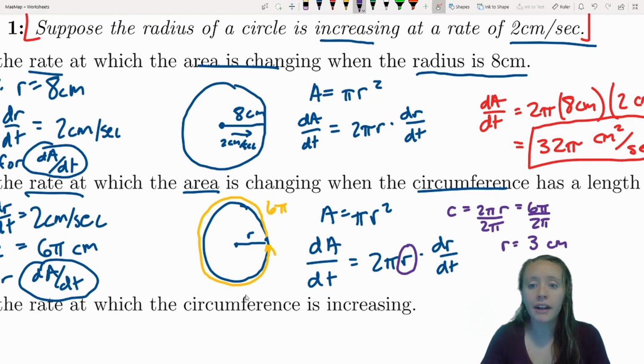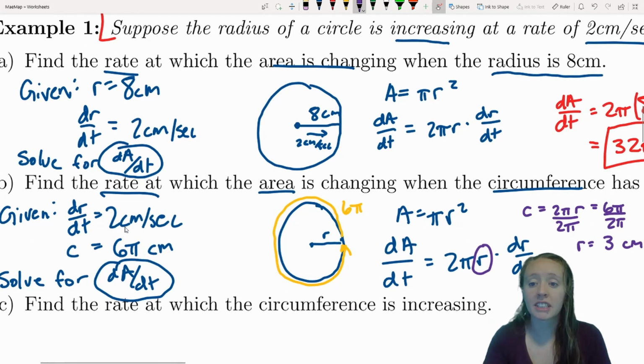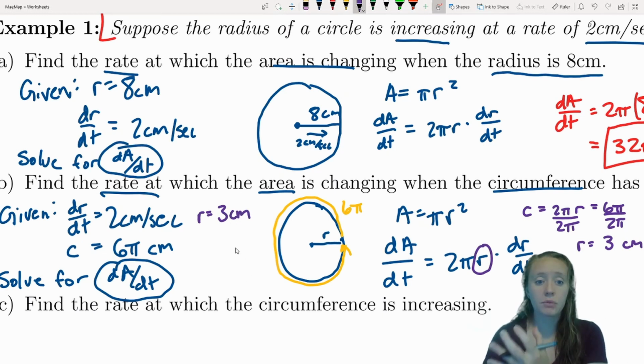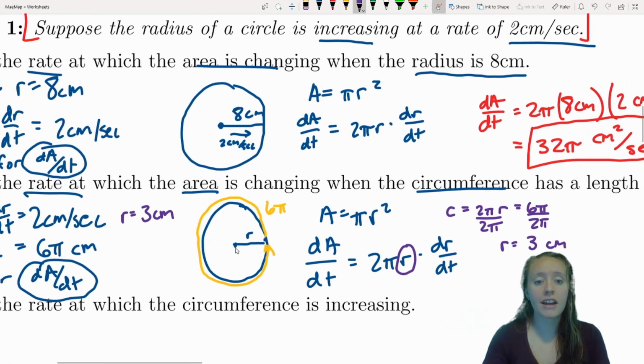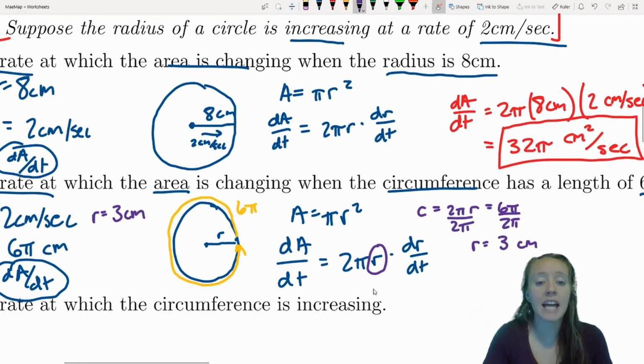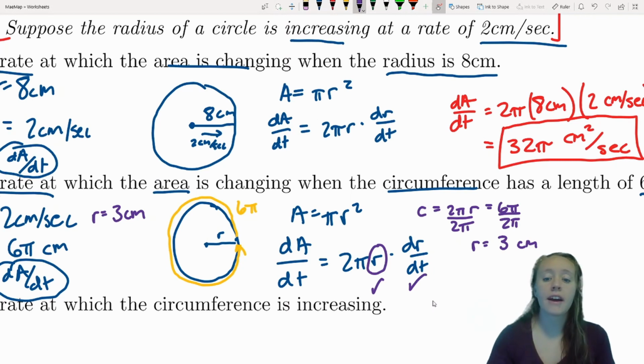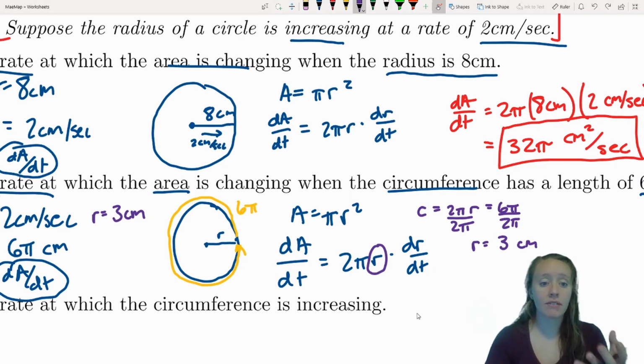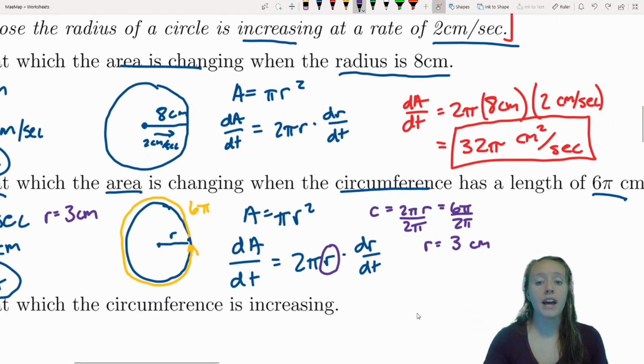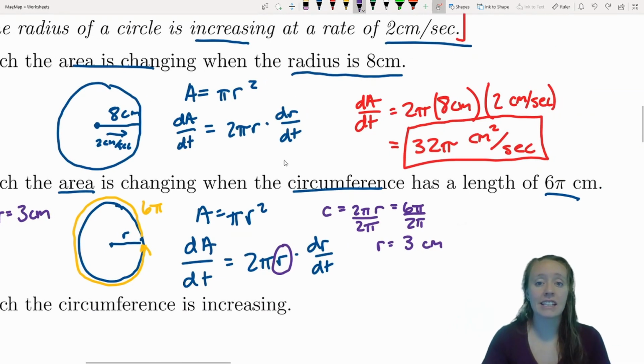So if I want to, I can go right back over to my section where I have my givens, and I can say, hey, I also now know what r is. My radius r is 3 centimeters. Or even if I don't put that back in with my given variables, I can go ahead and plug everything on in, because now I also know r as well as my original given dr dt. So let's go ahead and solve for that dA dt.